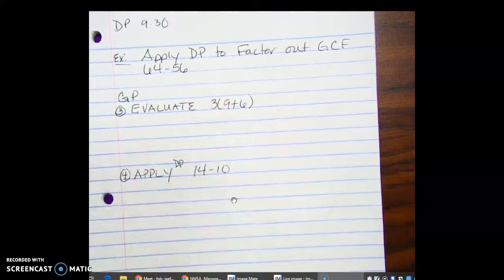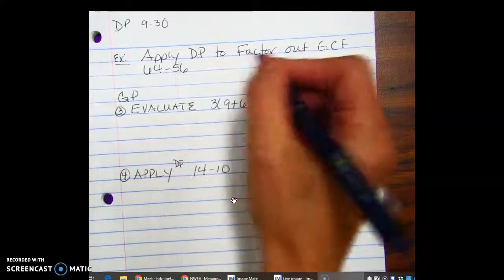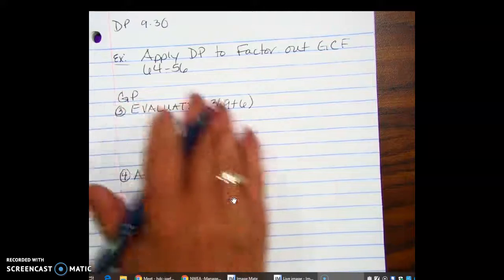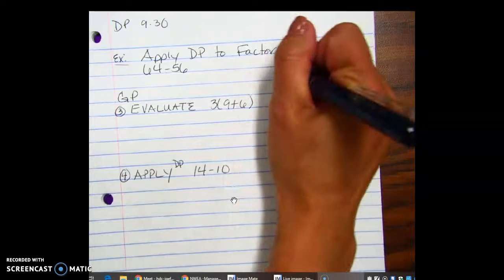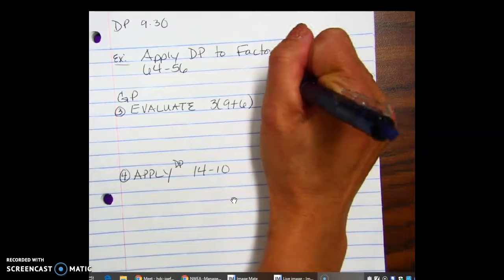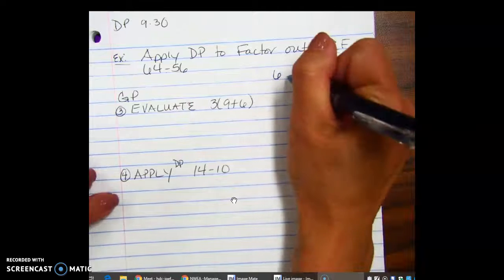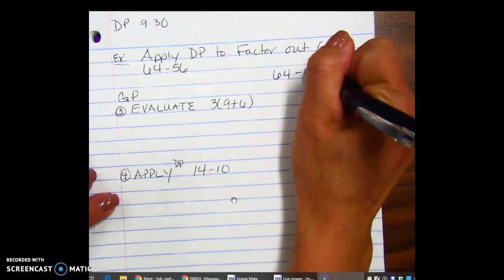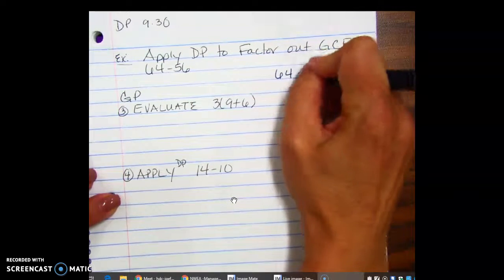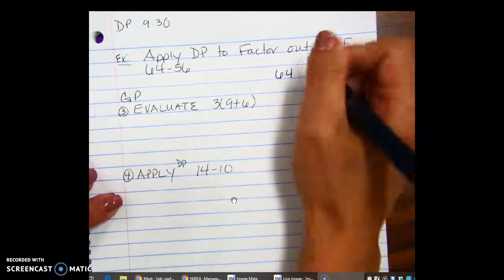Okay, let's put in one more. Oh, actually, oh, okay. So let me go over here. I didn't put enough room here. I shouldn't have put that in. So I start with 64, I'm sorry, we're finding the greatest common factor.